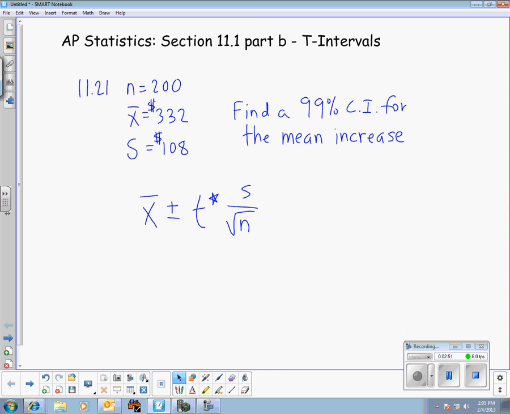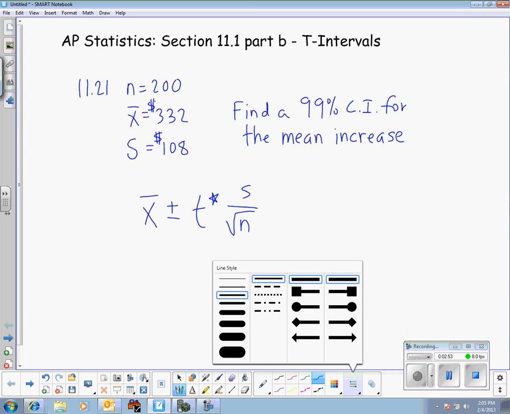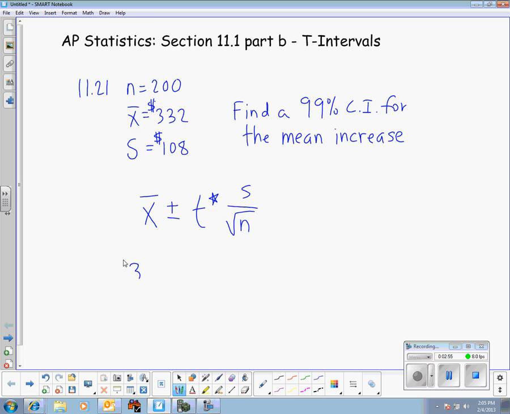Okay, so let's plug in what we know. We know that we had an average of 332. So what we're going to be doing is creating a little window around 332 where we are pretty sure that the actual number is within that window. Okay, T star. So we need the 99% level with the proper number of degrees of freedom.